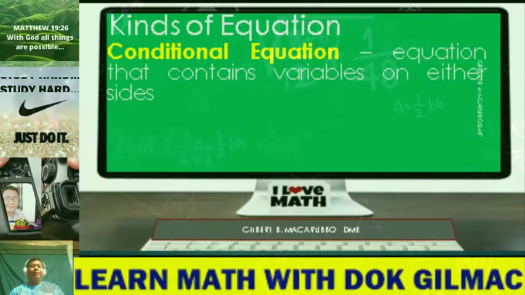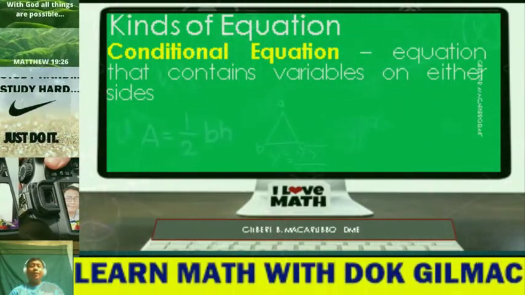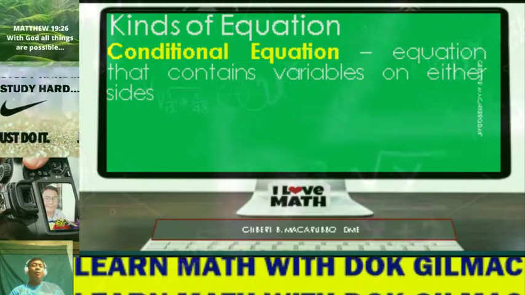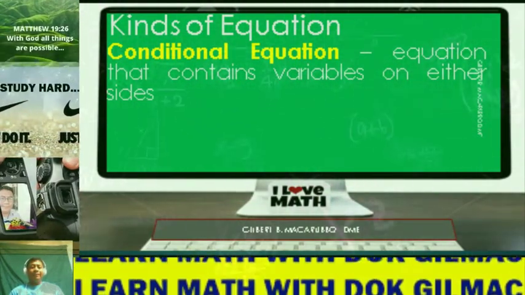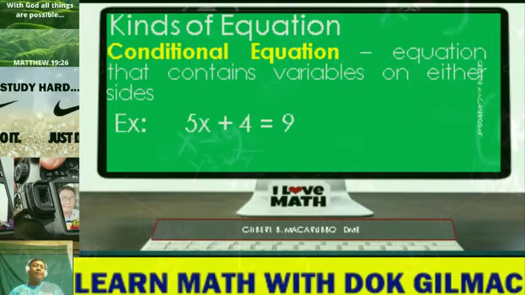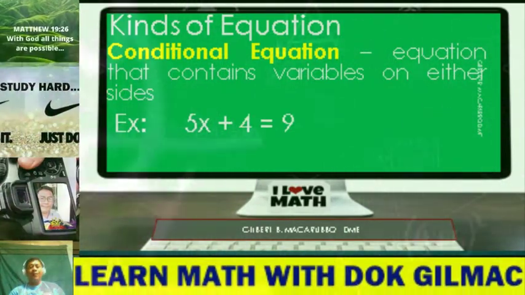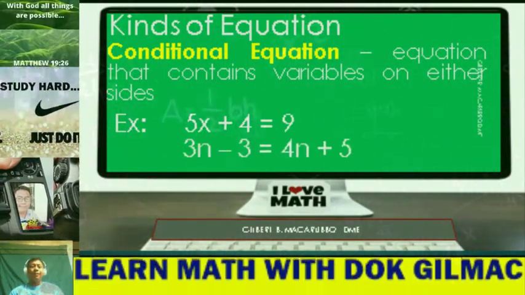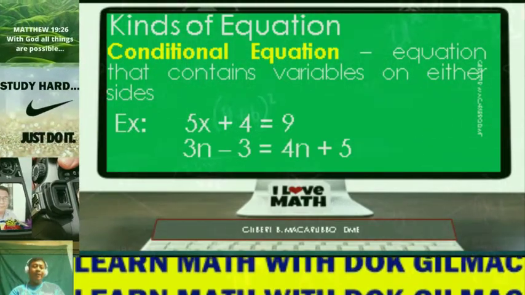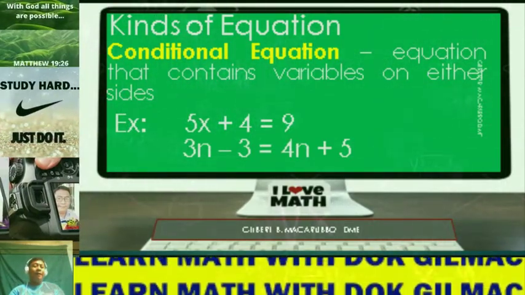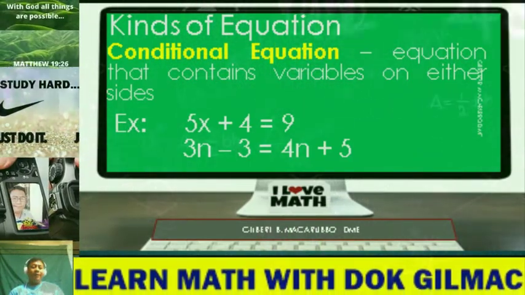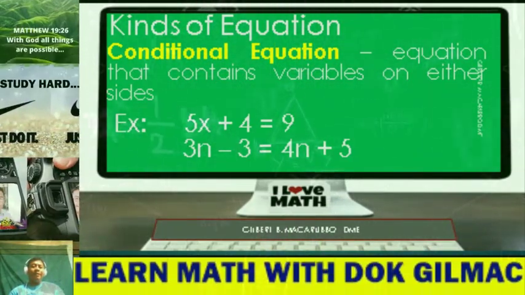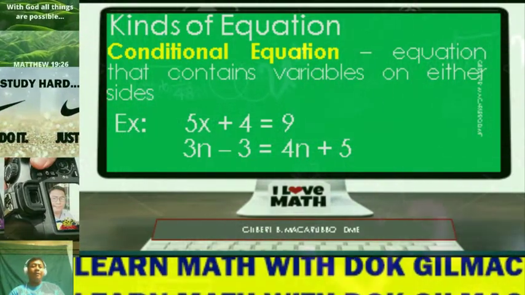Conditional equation. It is an equation that contains variables on either sides. For instance, 5x plus 4 is equal to 9. 3n minus 3 is equal to 4n plus 5. As you can see, either left side or right side of the equation contains variables.